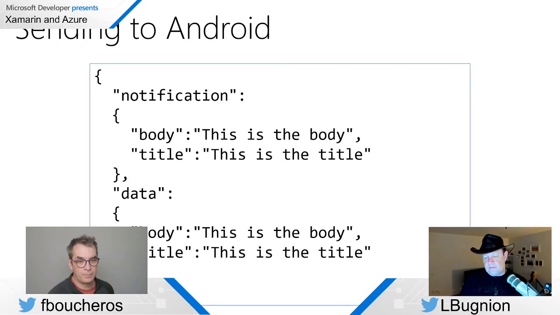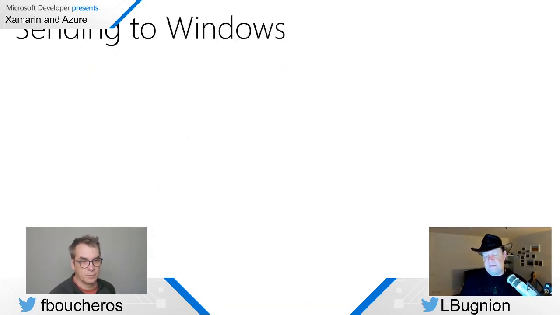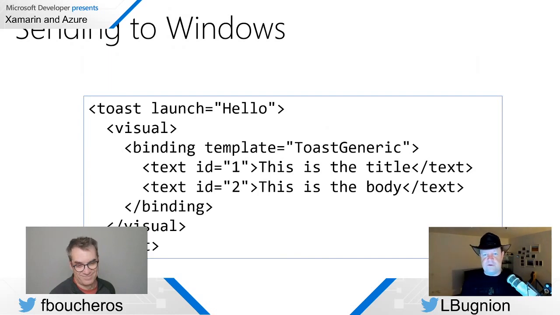Now, similarly in Windows, we also have a format, and that's of course a totally different format, because why wouldn't it be, right? In this case, we are going to use XML for the toast. And here we define, as you can see, three parameters that we need. One is called the launch parameter, which is on top here, and says hello in this example. This launch string is what is going to be passed to the application when the application starts. And then we have two additional pieces of information, text ID 1 and text ID 2, where we can show a title and a body.